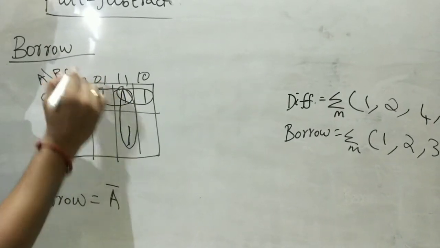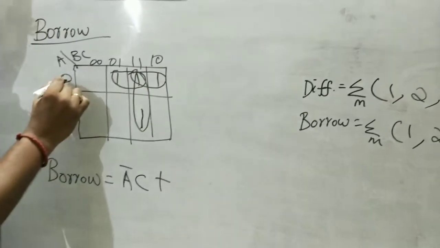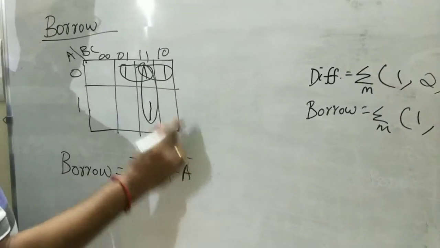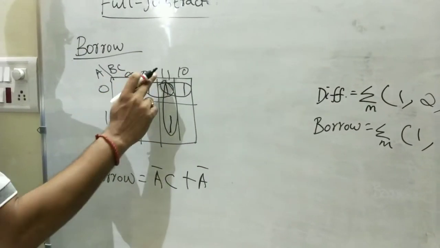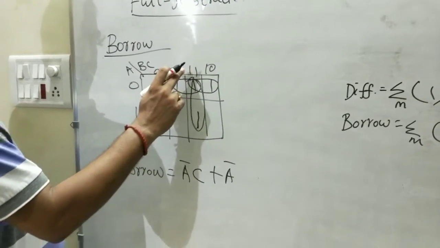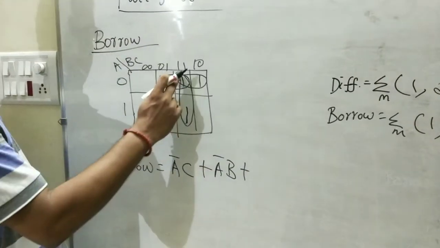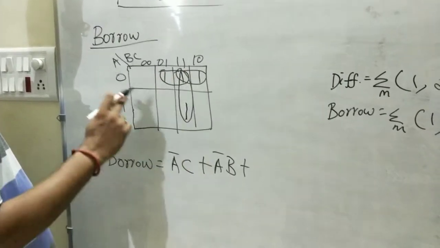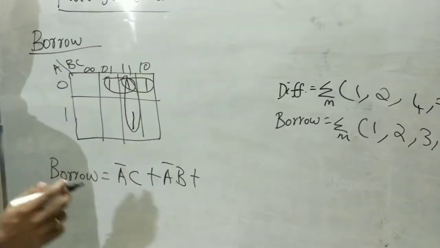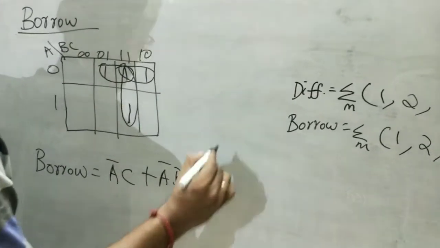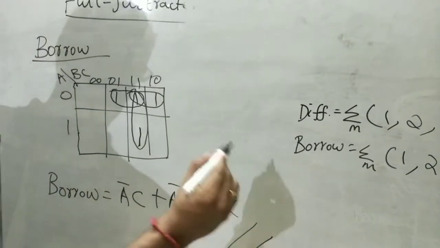That 1 corresponds to C, so A dash C. For this pair, we have to take the value of A, that is A dash, and compare these two min terms. The common bit is 1. The first one corresponds to B, so A dash B. Across this, A won't come because the bits are different. Only this one, BC. That is BC is the answer. So this is the expression for borrow.